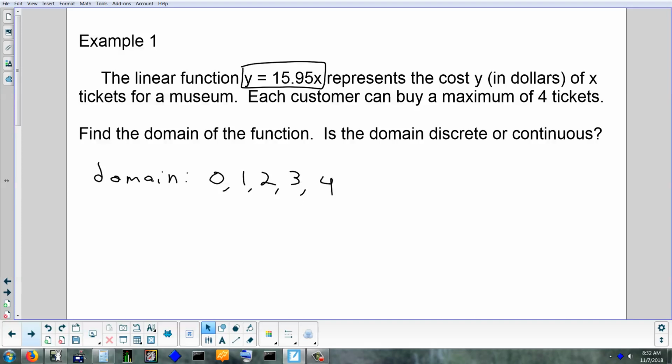Any question on how we got that domain? 0, 1, 2, 3, 4. So we can buy up to 4. That's why we went 0 through 4.